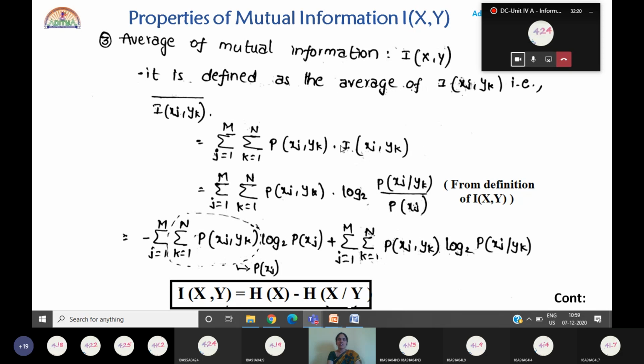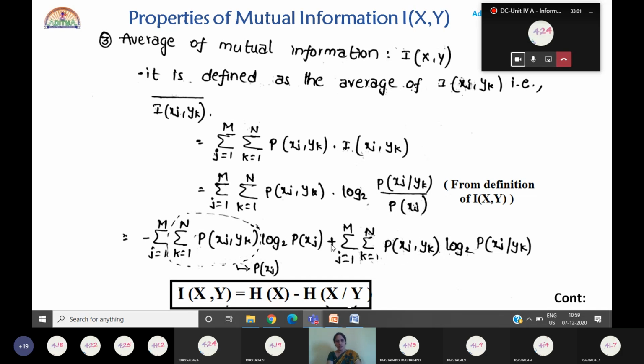From the definition of I of xj comma yk, replace it as log p of xj by yk divided by p of xj. Now please replace the summation. Here, if you observe, summation k equal to 1 to n of p of xj comma yk, we can define it as p of xj. So minus summation j equal to 1 to m of p of xj log p of xj base 2. It is nothing but the entropy of the transmitter, that is H of x.